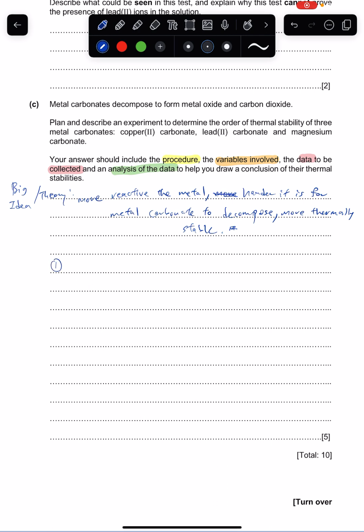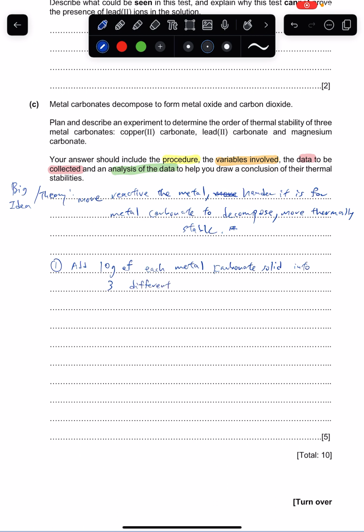So first step, you need to decide how much carbonate. You choose maybe 5 gram, 10 gram. So add 10 gram of each metal carbonate powder, solid, into, well, you want to use test tube, okay, you want to use boiling tube, okay, into 3 different.